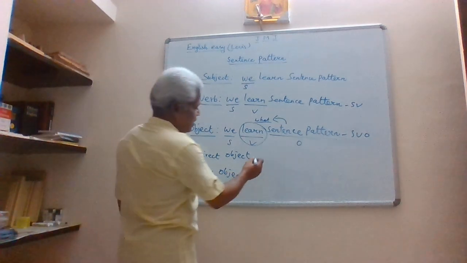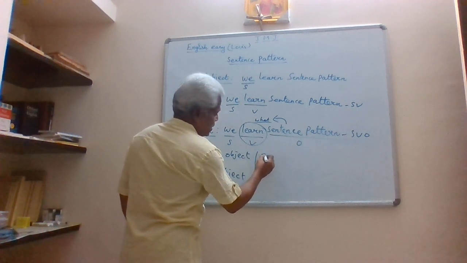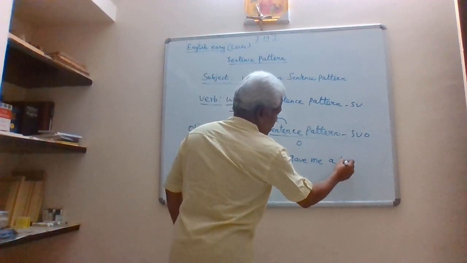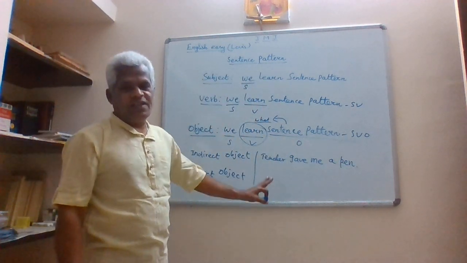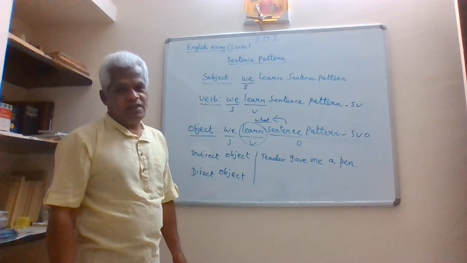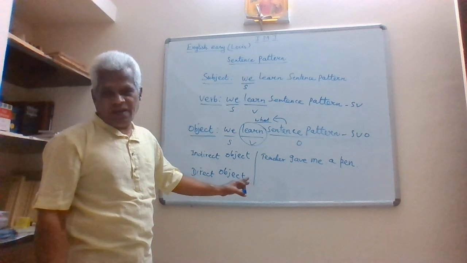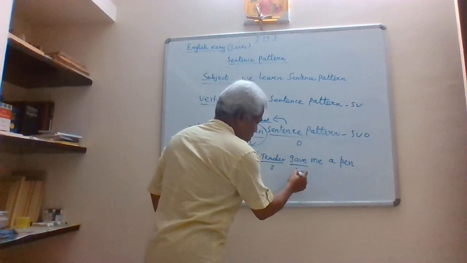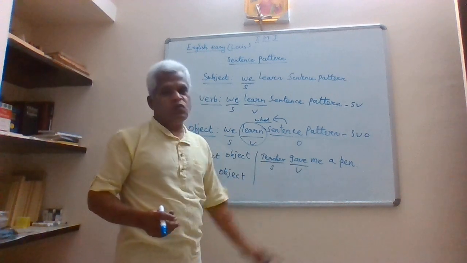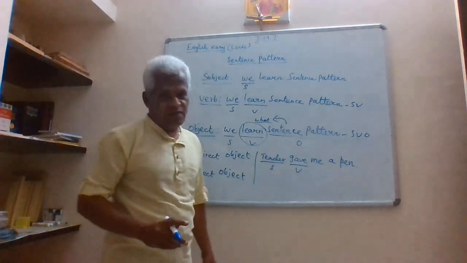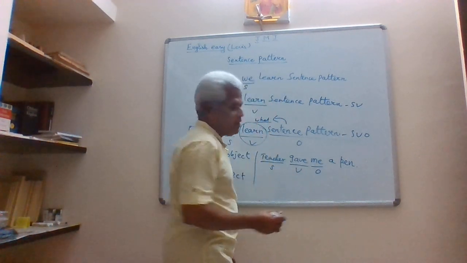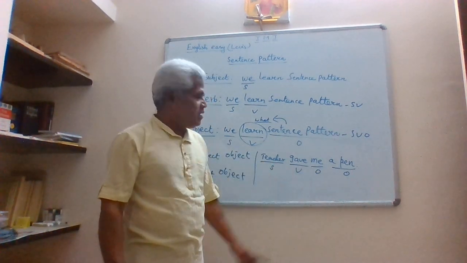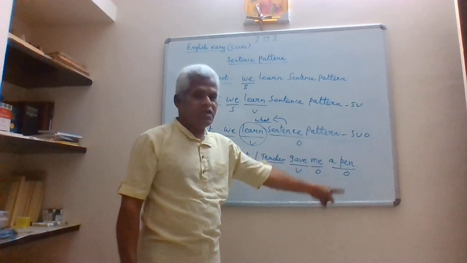Let me write an example. See now. Teacher gave me a pen. This is the sentence. Teacher gave me a pen. Now what is your noun here? What is your subject here? Teacher. So this is your subject. What is your verb here? Gave. This is your verb. Now remember, after this there are two words. Me is there, a pen is there. And me is also an object. Pen is also an object. Now in these two objects, which one is a direct object, which one is an indirect object?